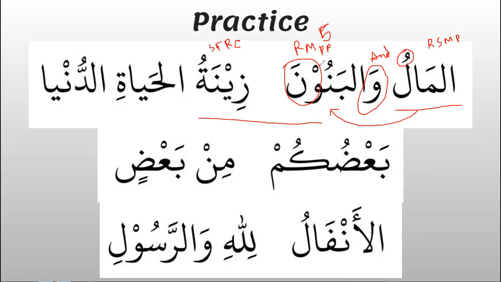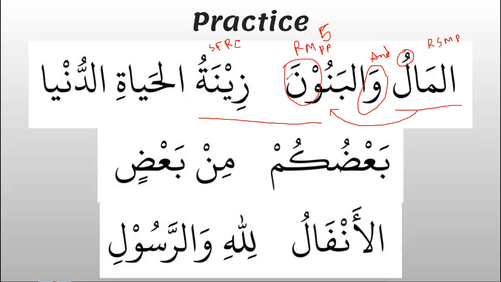First, the first connection we know is jar majrur. This word is not a jar, so this is not majrur. We know harf nasab and its victim. This word is not a harf nasab. This is an ism. So those two connections cannot be happening here. The third thing we know is mausuf and sifa. To be mausuf sifa, all 4 properties must match. There is no match of all 4 properties here.